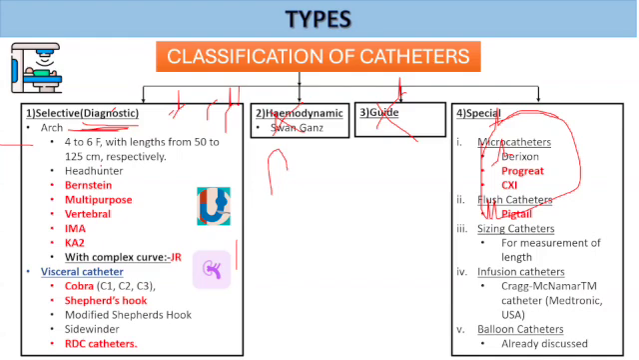Among the visceral catheters, in interventional nephrology, most commonly we will do a renal artery stenosis stenting or a renal artery embolization. To access the renal artery, various configurations are used. I have used only these three. I have seen in my IR lab, Cobra, Shepherd hook, and RDC. RDC stands for renal double curve catheters.